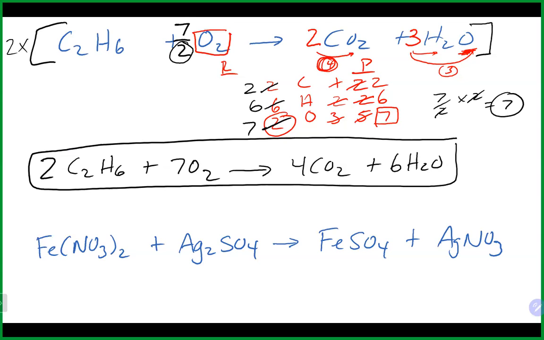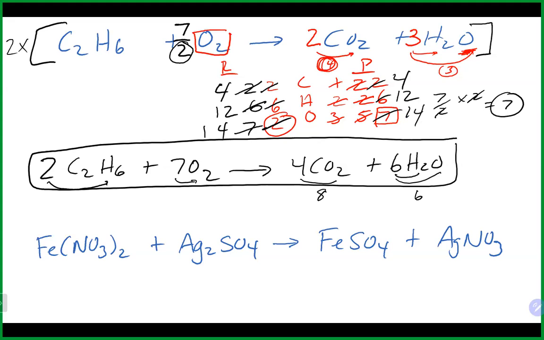We have on the left-hand side 4 carbons. On the left-hand side, we have 12 hydrogens, multiplying this 2. And we have 14 oxygens on the left-hand side, multiplying the 7 by the 2. On the right-hand side, we have 4 carbons. We have 6 times 2, which is 12 hydrogens. And we have 8 oxygens there and 6 oxygens there, which is 14.